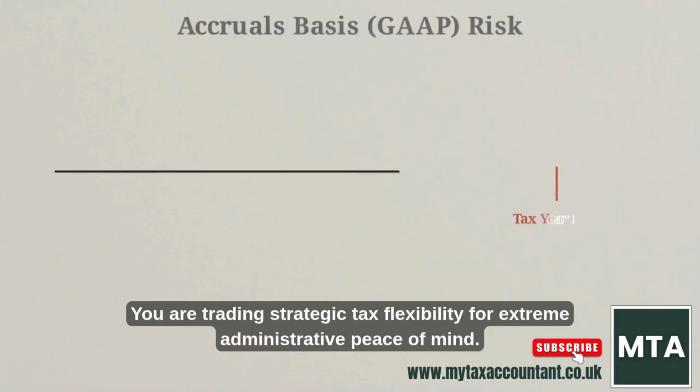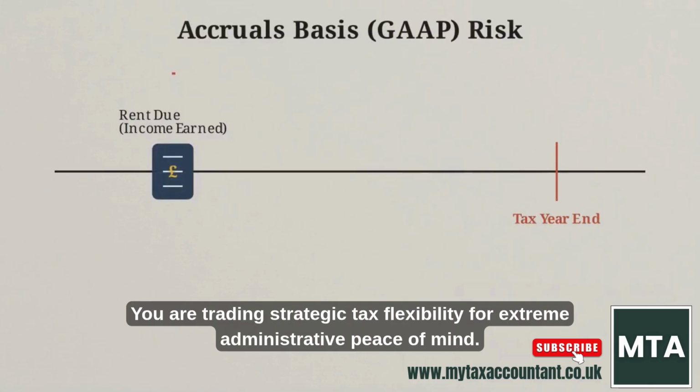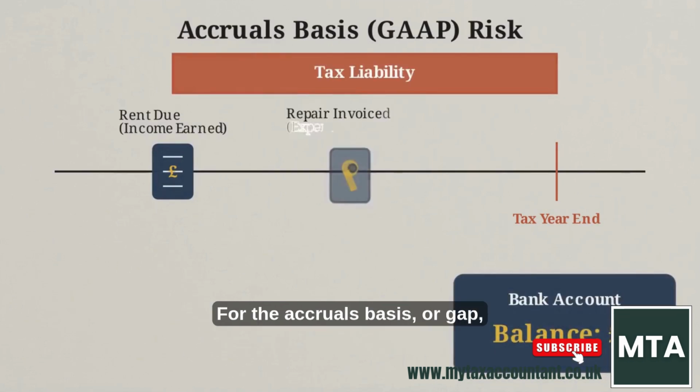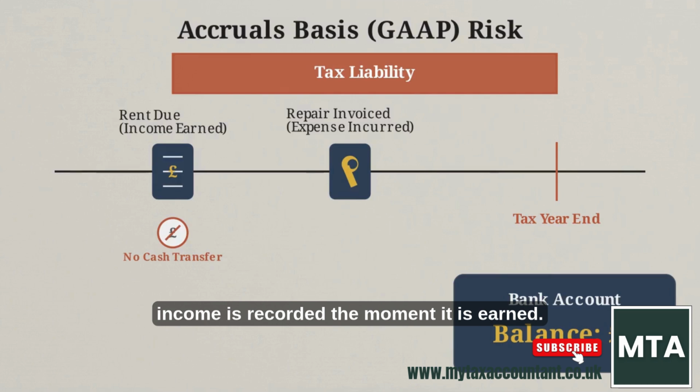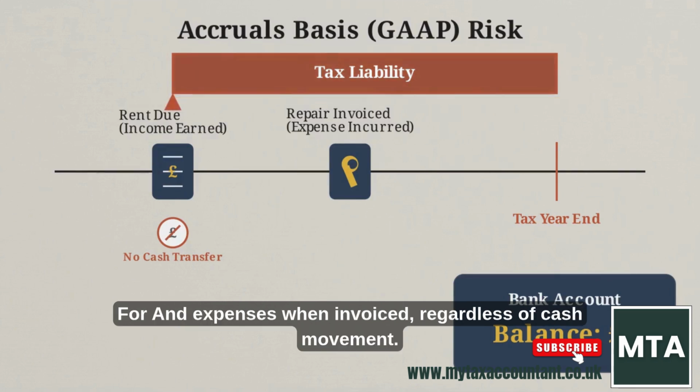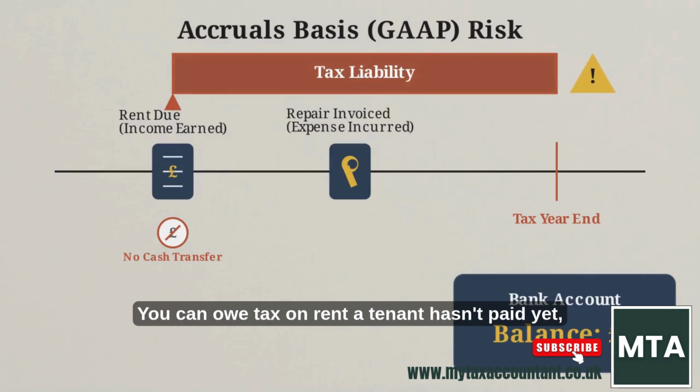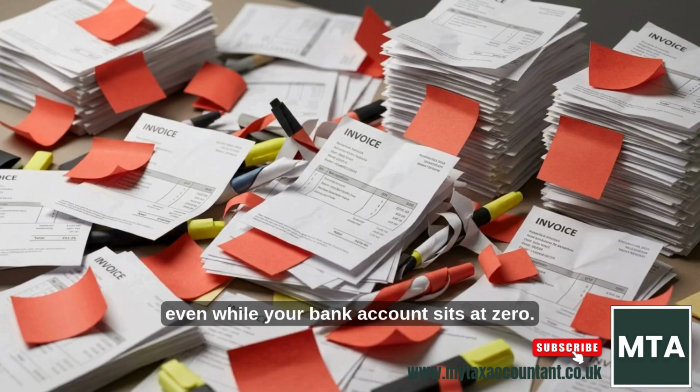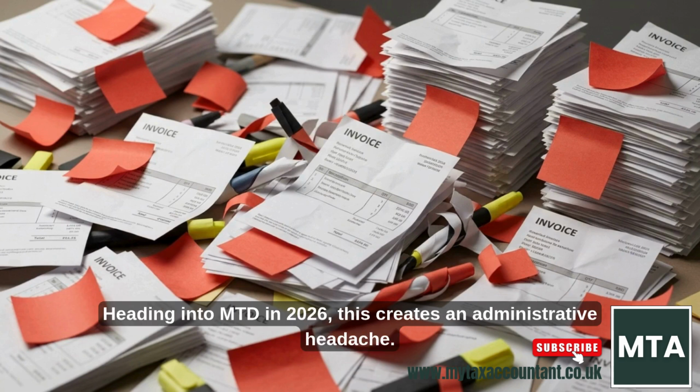For the accruals basis, or GAAP, income is recorded the moment it is earned, and expenses when invoiced, regardless of cash movement. You can owe tax on rent a tenant hasn't paid yet, even while your bank account sits at zero. Heading into MTD in 2026, this creates an administrative headache. It requires manual quarterly adjustments to track every debtor and creditor.